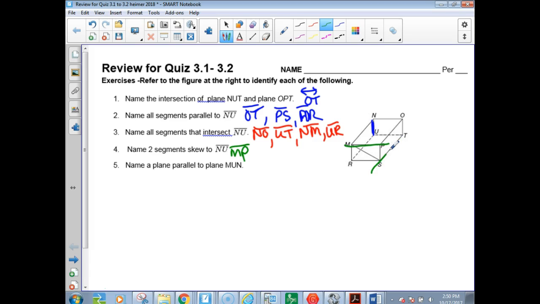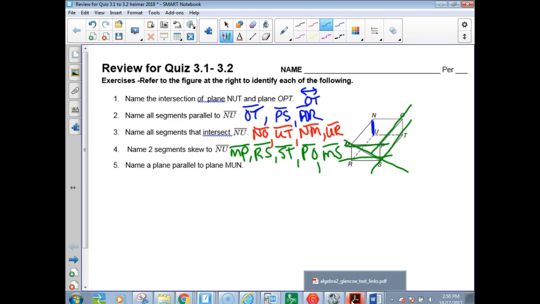You could use RS, ST. There's more. PO. Any of those are skew. Now, do you see how I can't connect any other ones except, what about this one? MS would be another. Okay, you didn't have to list them all. It said 2, but you got the idea why those are all skew, I hope.